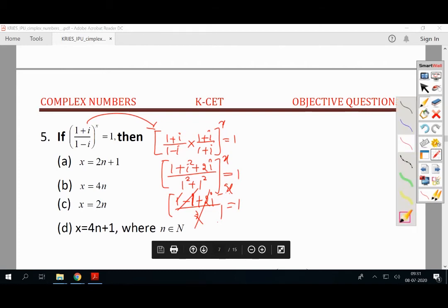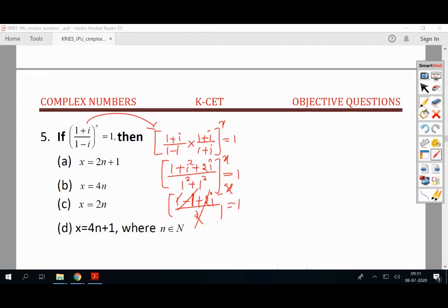Now what I do, let us put x as 1. If you make x as 1, you are going to get i, which is not equal to 1. If you make x as 2, the left hand side is i², which is equal to −1, its value is not equal to 1. Suppose you make x as 3, the left hand side becomes i³, which you can write as i into i², which becomes −i, it is not equal to 1.